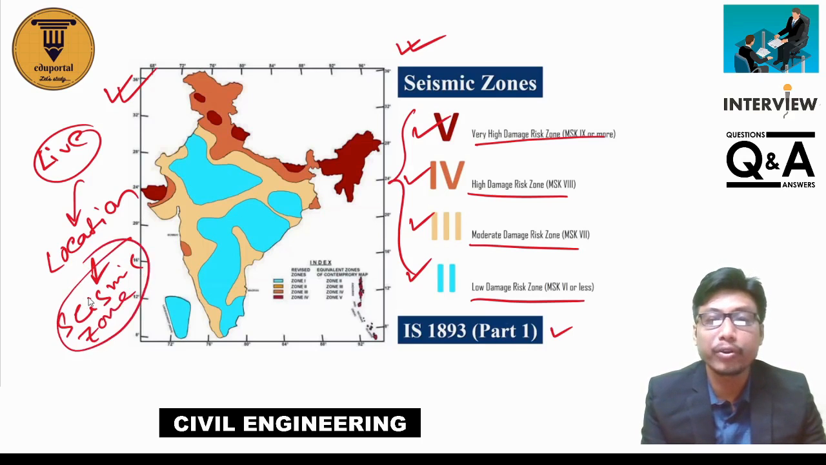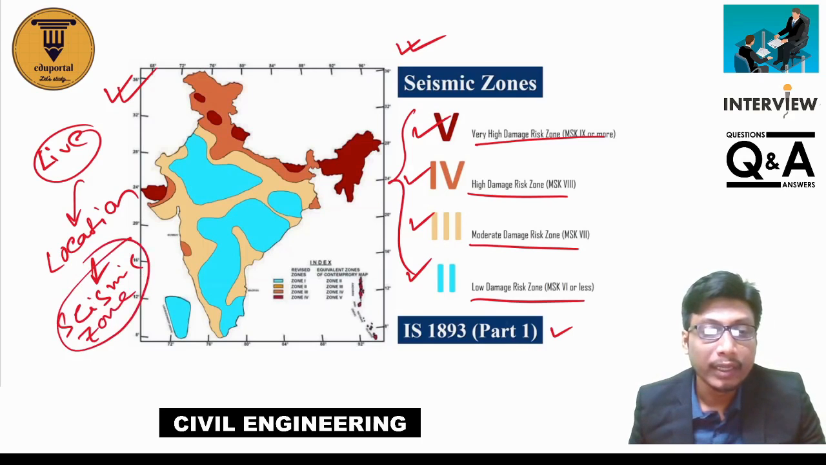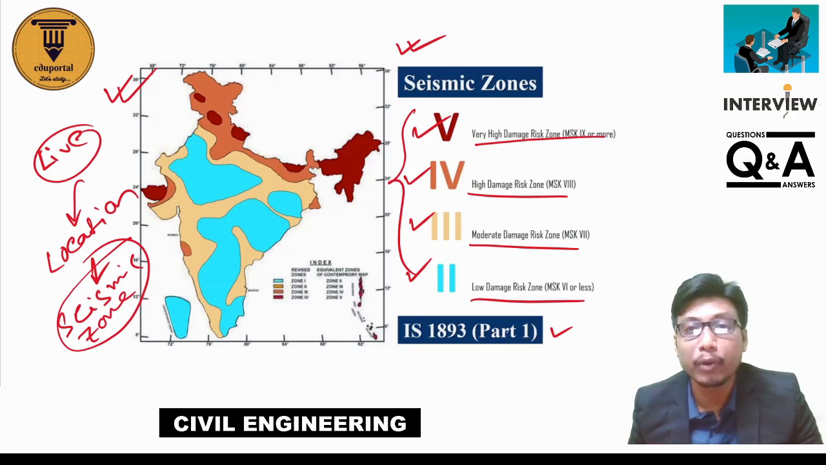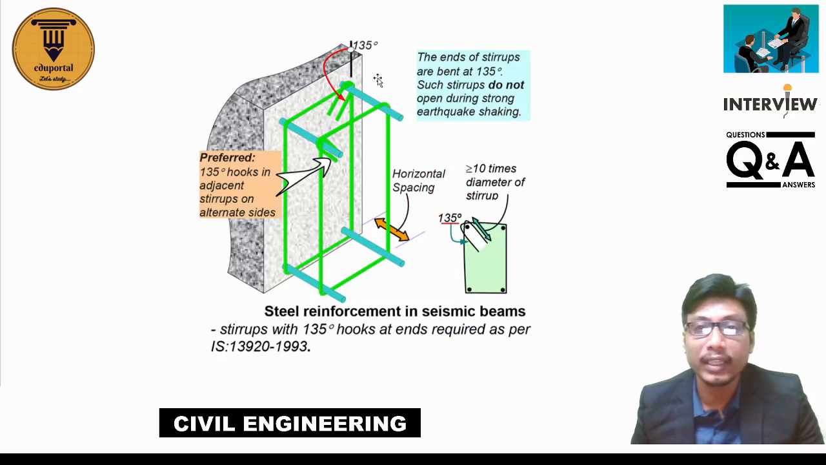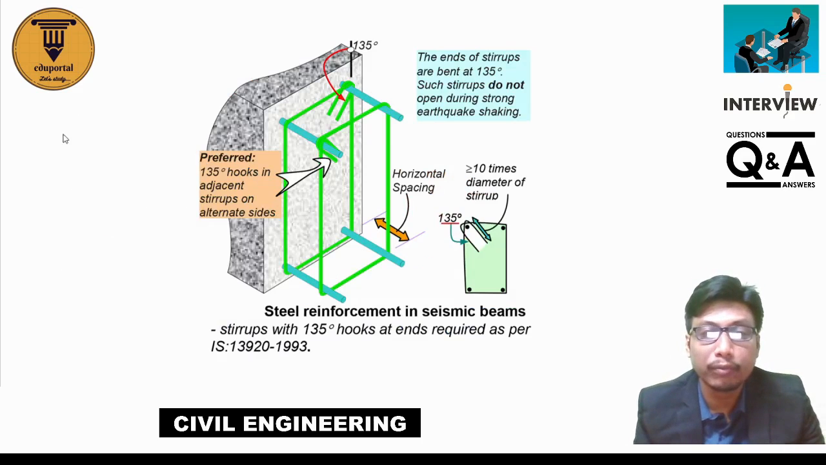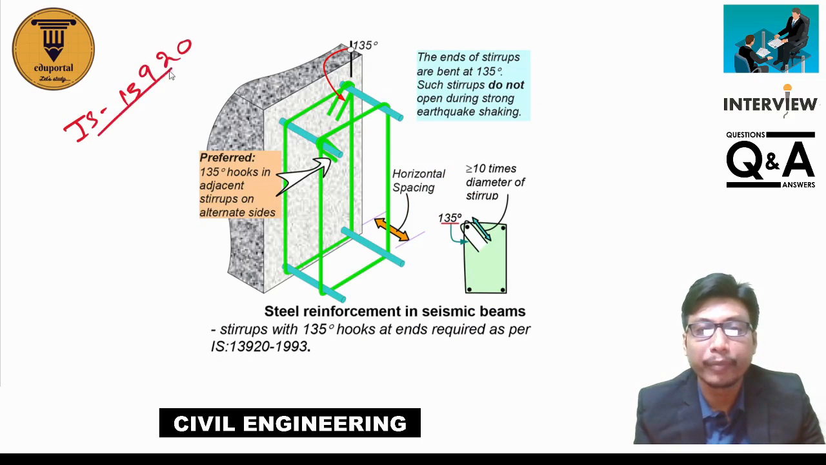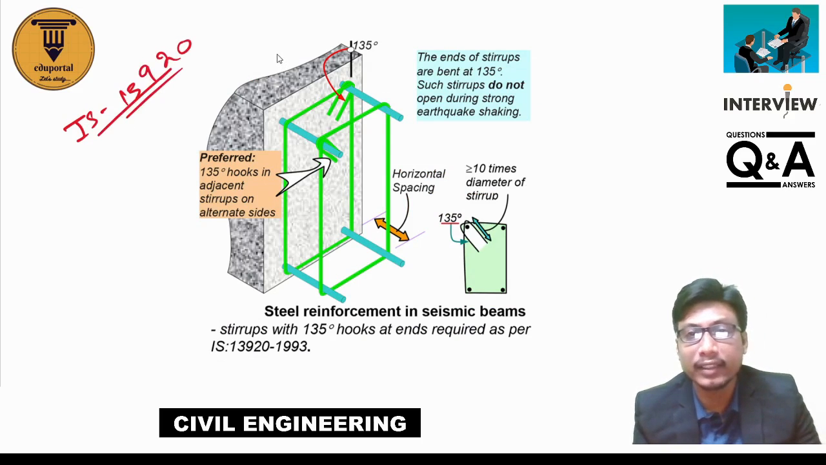Okay, so make sure you know this answer. It gives you extra advantage. Now they will ask you to say some points about ductile detailing. For that the code is IS 13920.